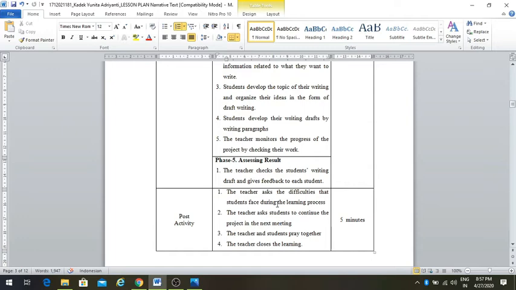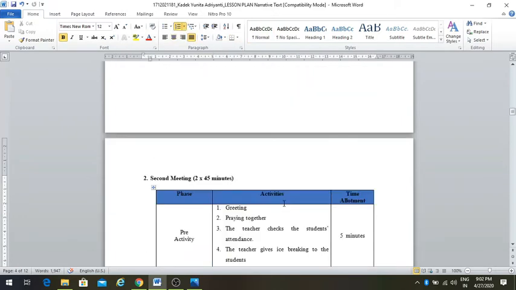And then the teacher asks about the difficulties that students face during the learning process, and then the teacher asks students to continue the project in the next meeting, like I said before. And then the teacher and students pray together, and after that the teacher closes the learning. That's all about the first meeting. Okay, move to the second meeting.